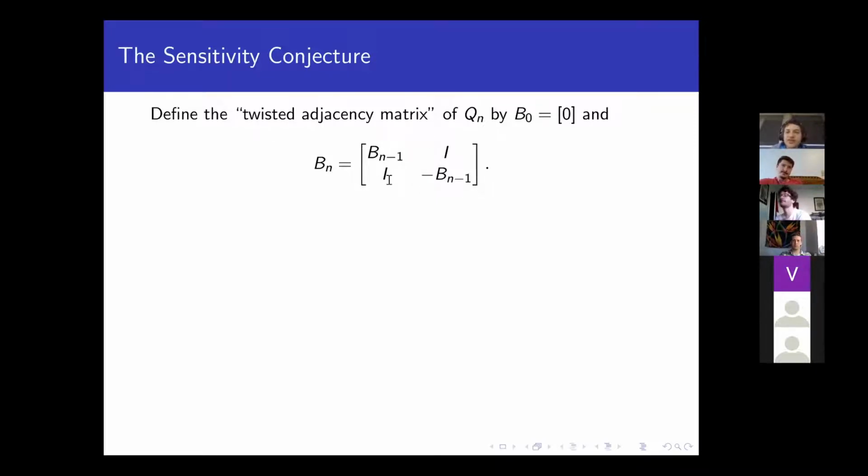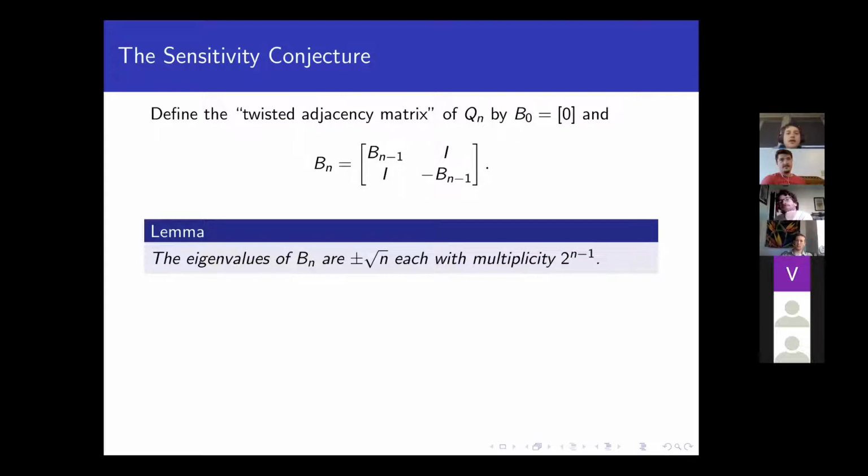So it's almost the exact same definition as the adjacency matrix, but you add in this minus sign here. That's the only change you make. So it's just going to be the adjacency matrix of the hypercube, but now with half of the ones now minus ones. That's the setup.